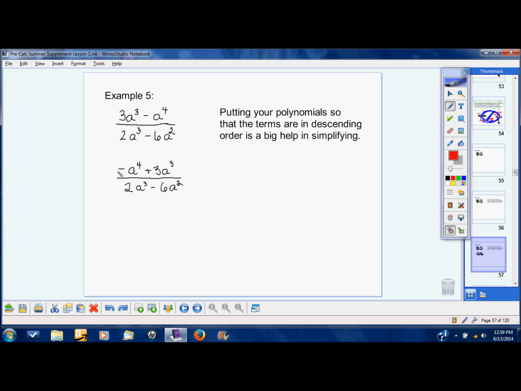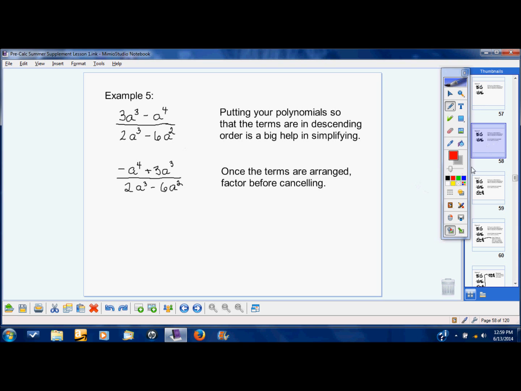Now, what we also notice when we do that is that you have a negative out in front of the first term. So when you factor, always make sure that you factor out that negative. Once again, that's going to be a big help in making sure that you always have factors that can cancel. In the numerator, we find that you have an a in common. There are actually three a's in common, so we can factor out a negative a to the third power. And in the denominator, we have 2a squared in common, and we can factor that out.